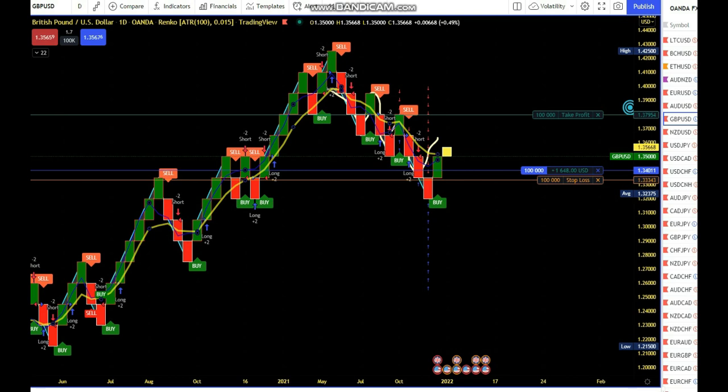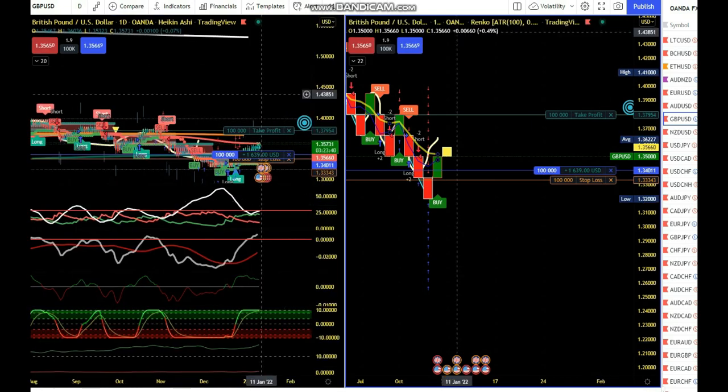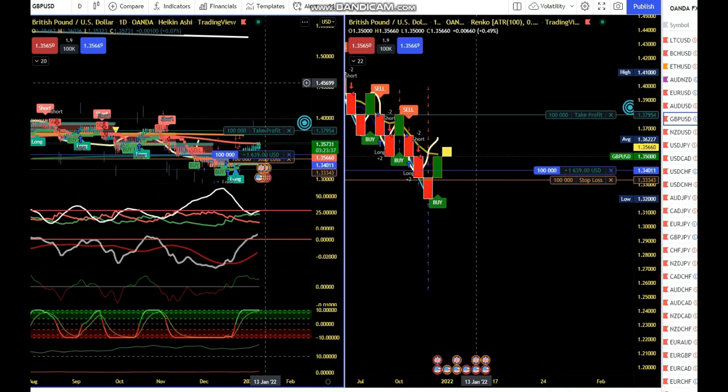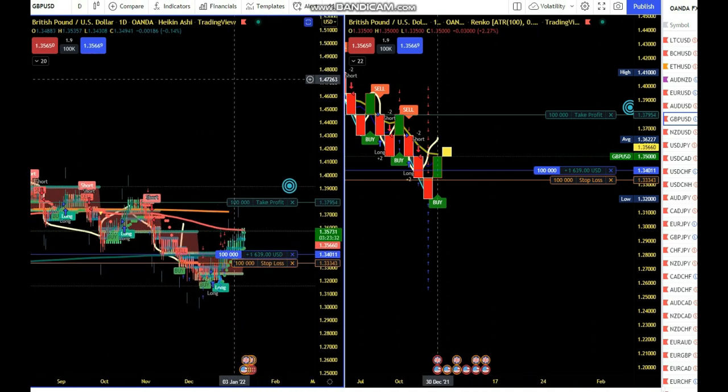So as you can see now, this is another chart: British pound sterling against the US dollar. I have decided to take this trend. I will show you the chart of British pound sterling. This is British pound sterling. So I will first of all show you the Heikin Ashi on the right side.